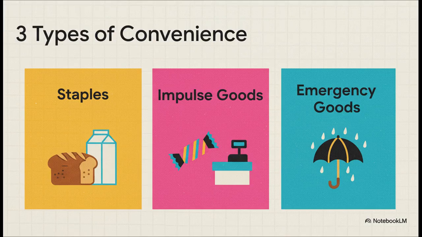Now, for your exam, you definitely need to know this. Convenience goods isn't just one big blob. It actually breaks down into 3 smaller, more specific types: staples, impulse goods, and emergency goods. Let's quickly run through what each one is so you don't get them mixed up.